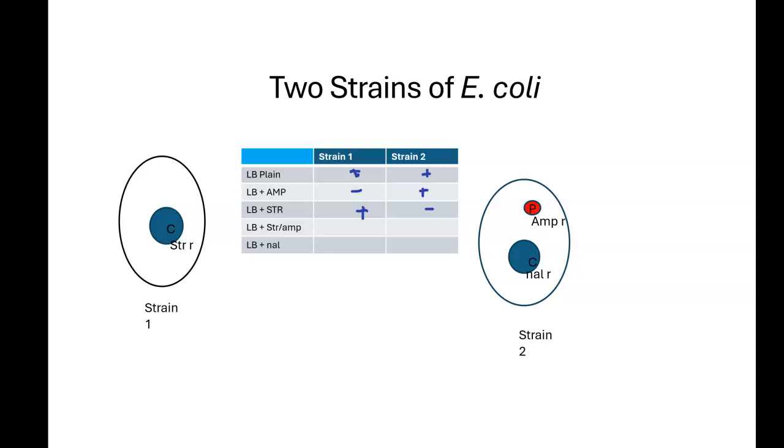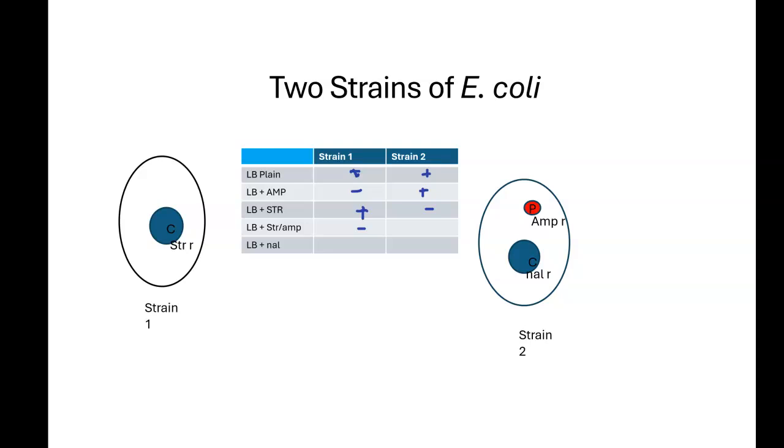So if we plated strain 1 in the media with both streptomycin and ampicillin, it would have to have both of those genes to survive. Strain number 1 has a streptomycin resistant gene. It does not have an ampicillin resistant gene. The streptomycin in the media is not going to kill it, but the ampicillin will. So we would not see growth because the ampicillin would kill it.